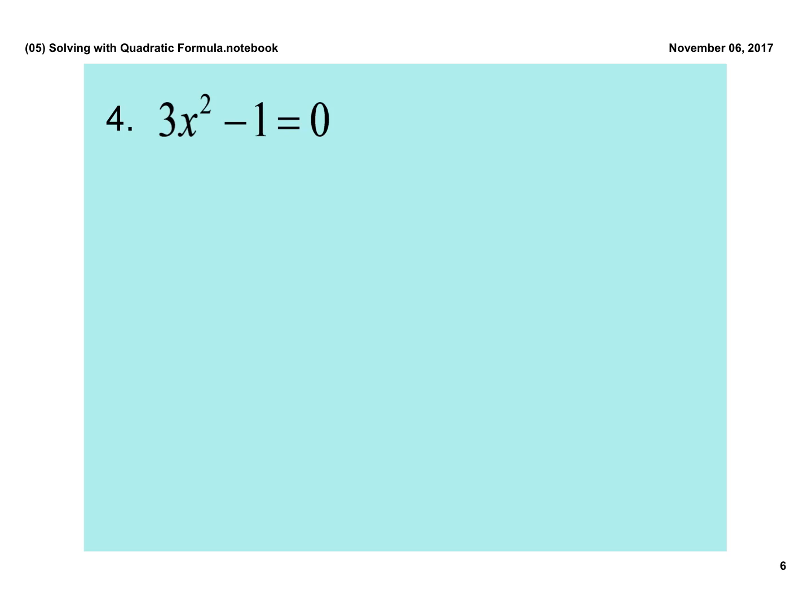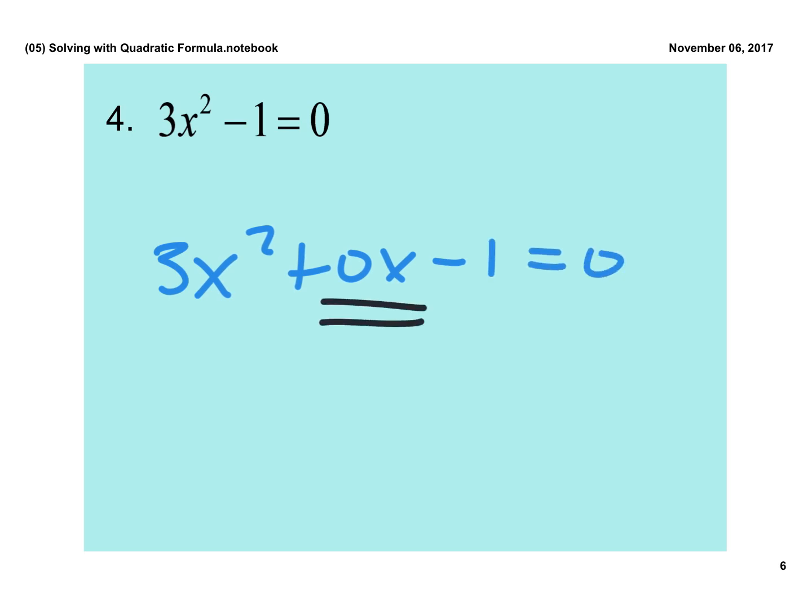This one's weird because there's no B. What does that really mean about B? Keenan, what's B in this one? 0. Yep. It's 3x squared plus 0x minus 1 equals 0. I added in this part to make sure I know what A, B, and C are.